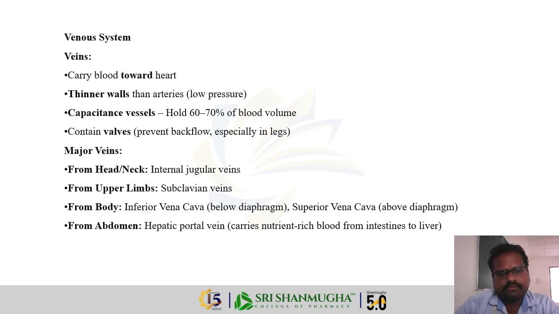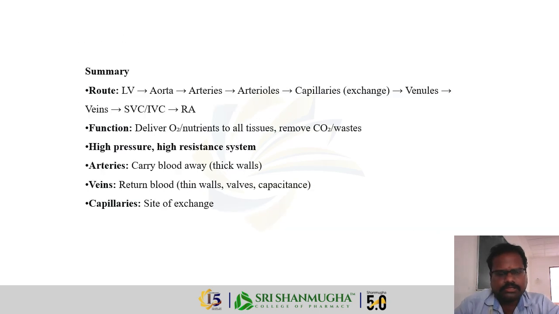Now the major veins. From the head and neck, the internal jugular vein is the main vein that takes back the blood. Then the subclavian veins take back the blood from the upper limbs. Then the inferior vena cava and superior vena cava, just before the heart, where the blood of the entire body will be collected, and the hepatic portal vein from the abdomen. So these are the venous system.